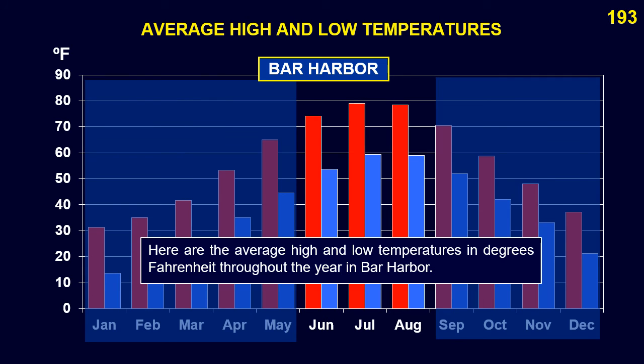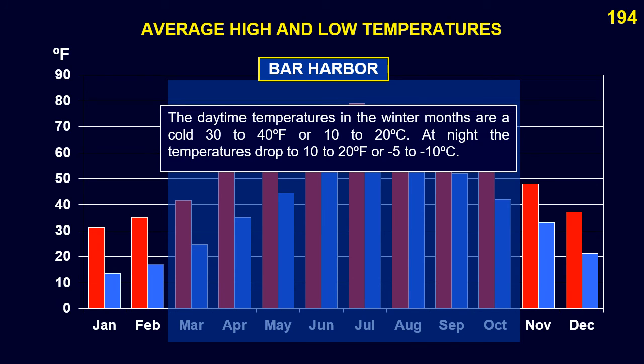The daytime temperatures in the summer months are a warm 70 to 80 degrees F, or 23 to 26 degrees C. At night, the temperatures drop to a cool 55 to 60 degrees F, or 12 to 15 degrees C. The daytime temperatures in the winter months are a cold 30 to 40 degrees F, or -1 to 4 degrees C. At night, the temperatures drop to 10 to 20 degrees F, or -5 to -10 degrees C.